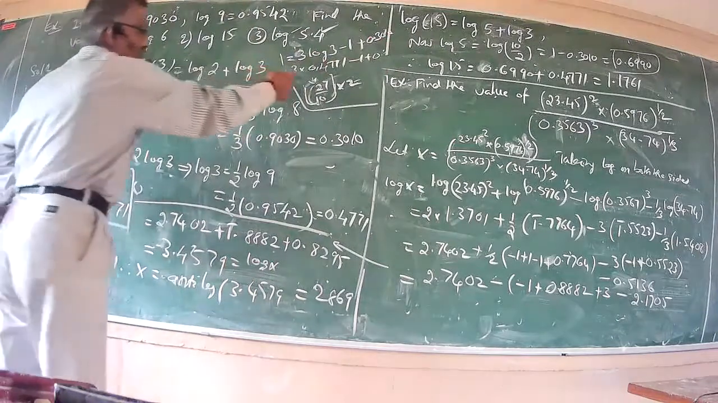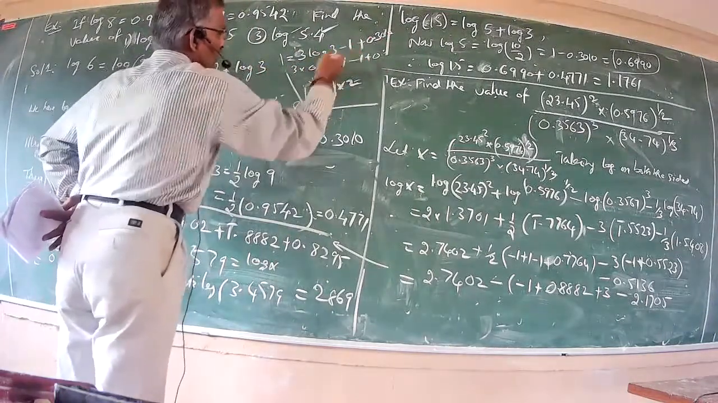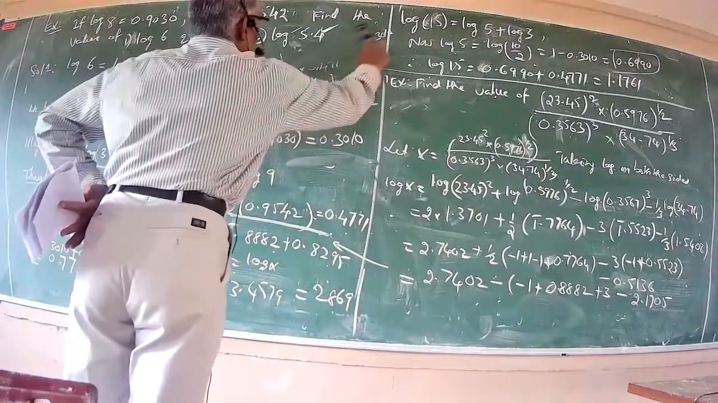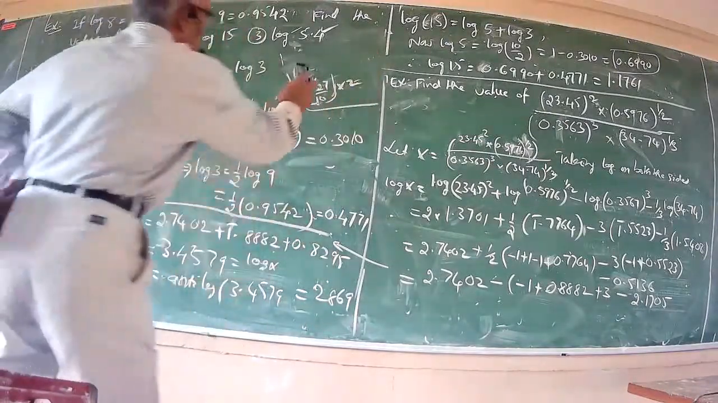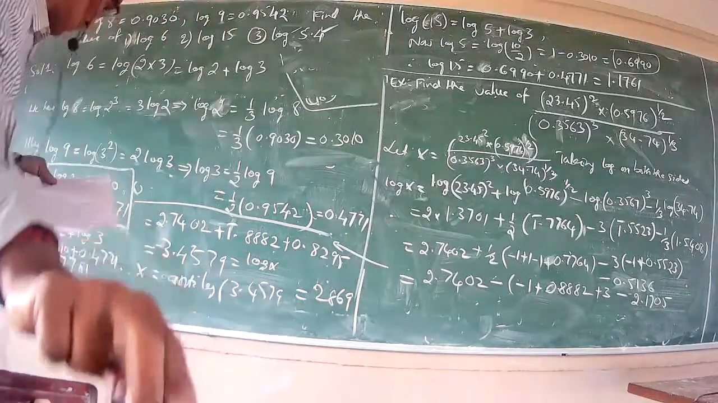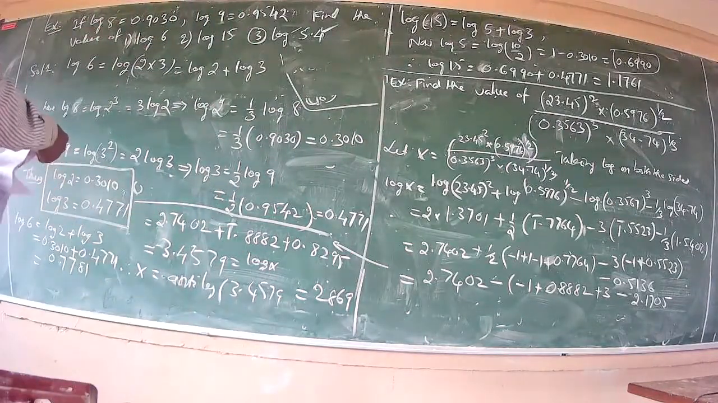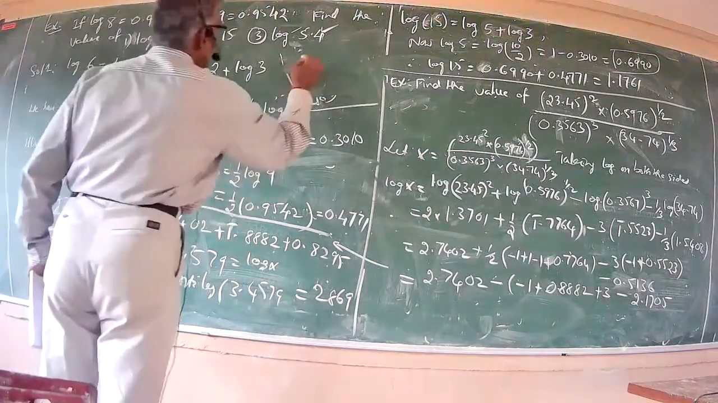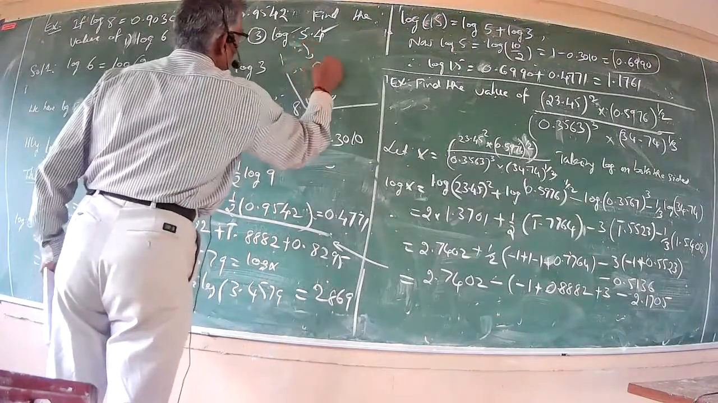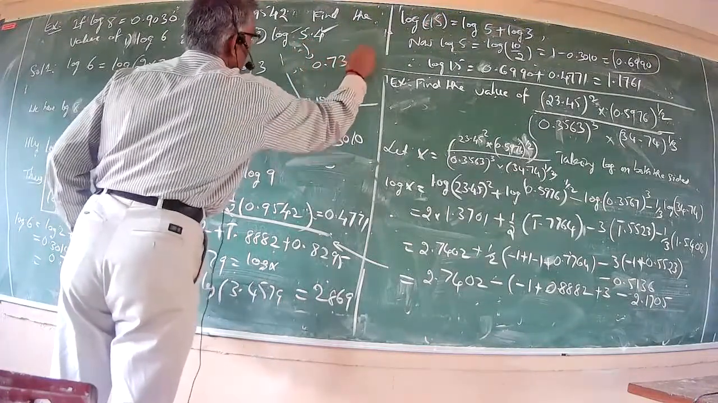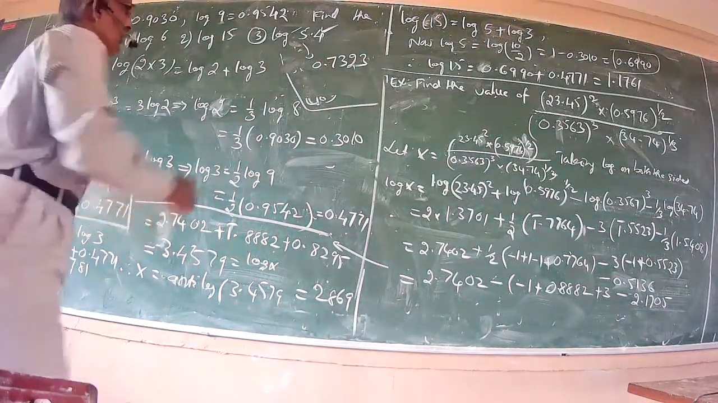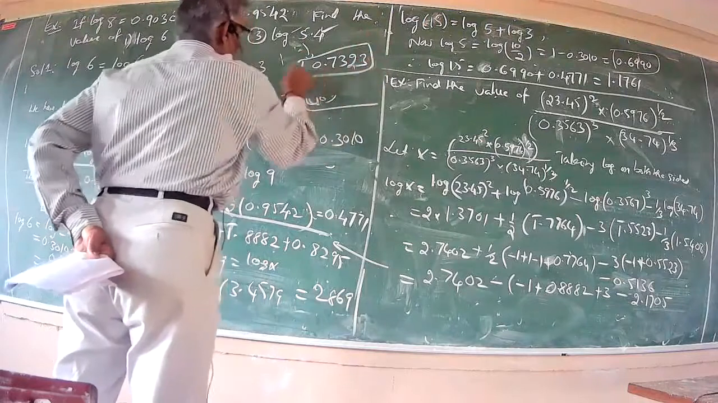So multiply this by 3 and 1 is there. Add and simplify, you get the answer. You can check at home also. So the answer is somewhere here. So the answer is 0.7323. Check that. This is the answer. So you work it yourself and get the answer.